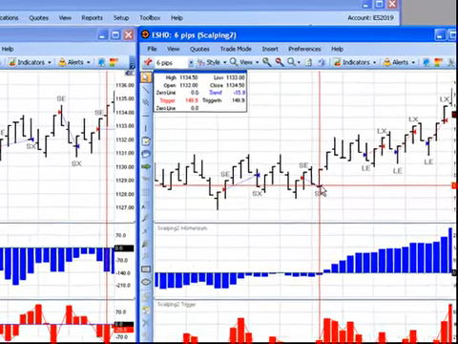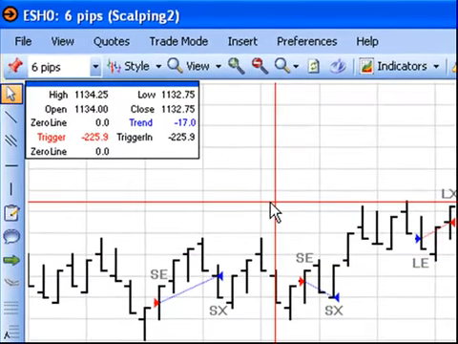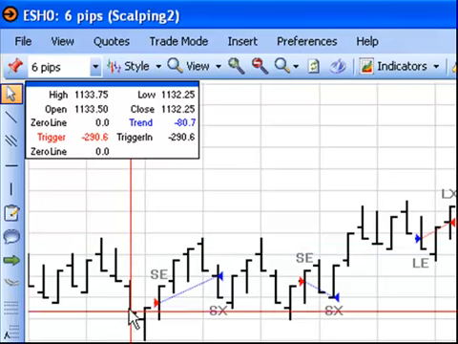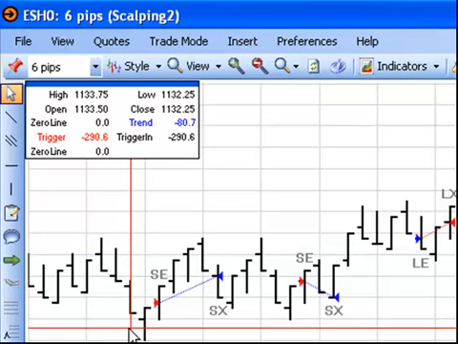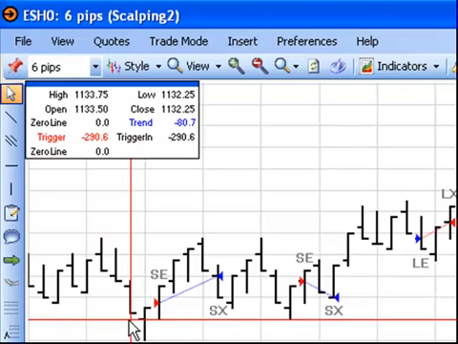Now, another thing that makes these strategies very unique is they don't use normal bars. They don't use time-based interval bars. They don't use volume bars. They don't use tick bars. These bars are actually range bars. What that means is each bar has an identical range. So the difference between the high and the low of every bar is equal. These particular range bars are 6-tick range bars.